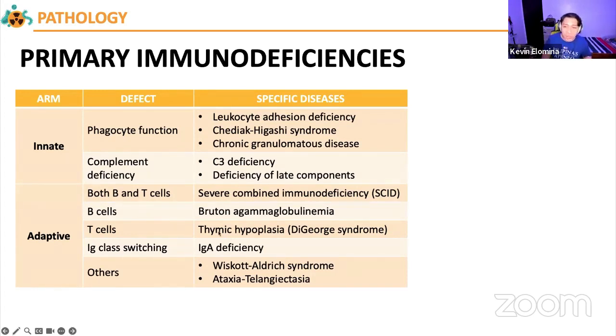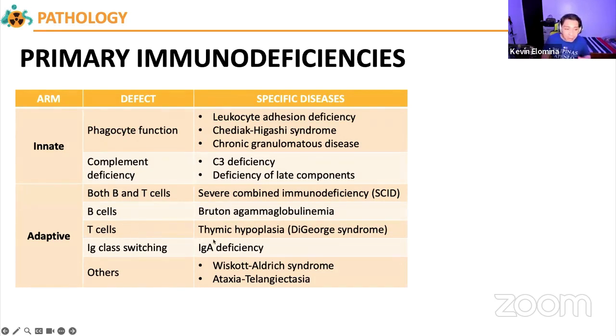For adaptive, because it involves your T and your B lymphocytes, no, it affects the maturation pathways ng lymphocytes na yon. So if the block occurs early on, then you will have deficiency of both B and T cells. You will have SCID. For B cells, you will have Bruton. No, and you will be susceptible to extracellular pathogens because you don't have immunoglobulins.